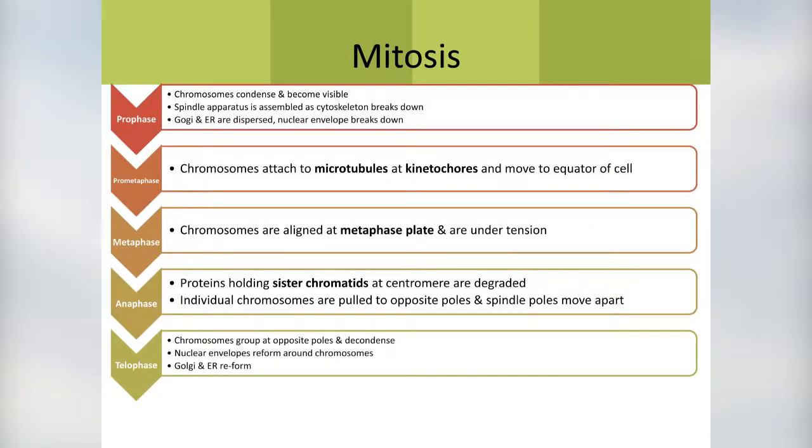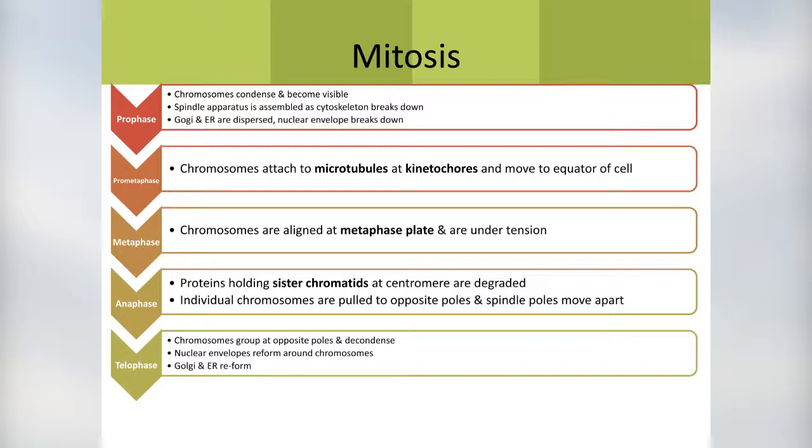Then we get to mitosis, the M phase. This is broken down into 5 specific parts: prophase, prometaphase, metaphase, anaphase, and telophase. During prophase, the chromosomes condense and become visible, so that's the typical chromosomes that you normally see in a textbook. Spindle apparatus is assembled as the cytoskeleton breaks down, and then the Golgi and ER are dispersed while the nuclear envelope breaks down. So all of this is happening at one time, and even though this is separated into specific phases, everything is going on at the same time.